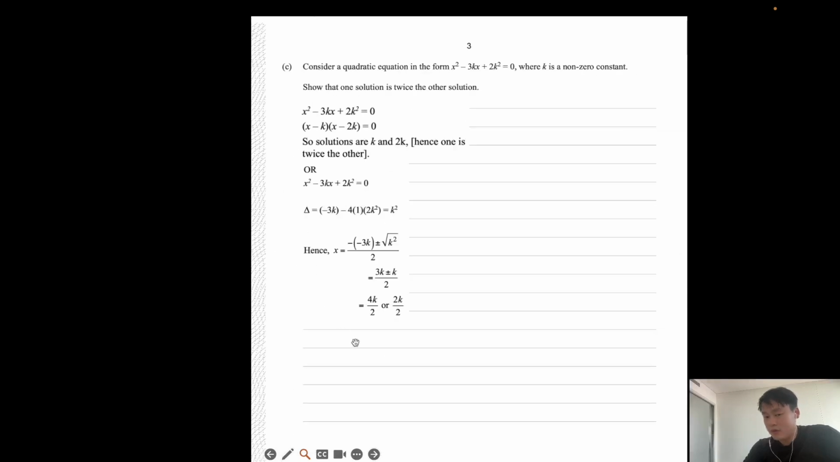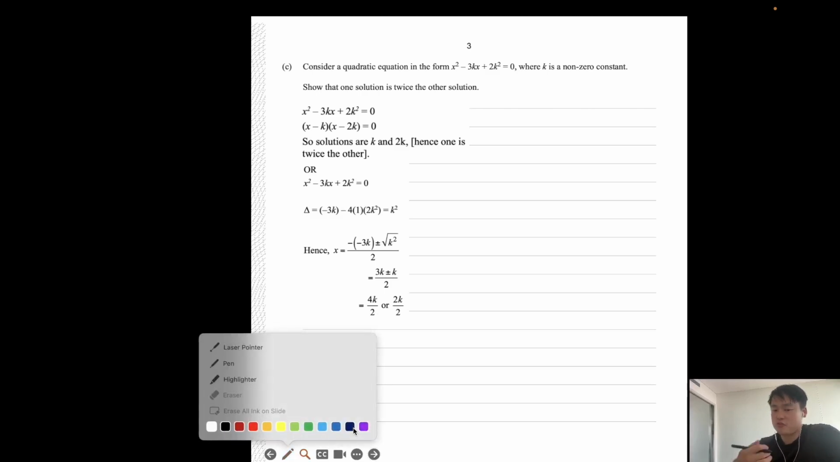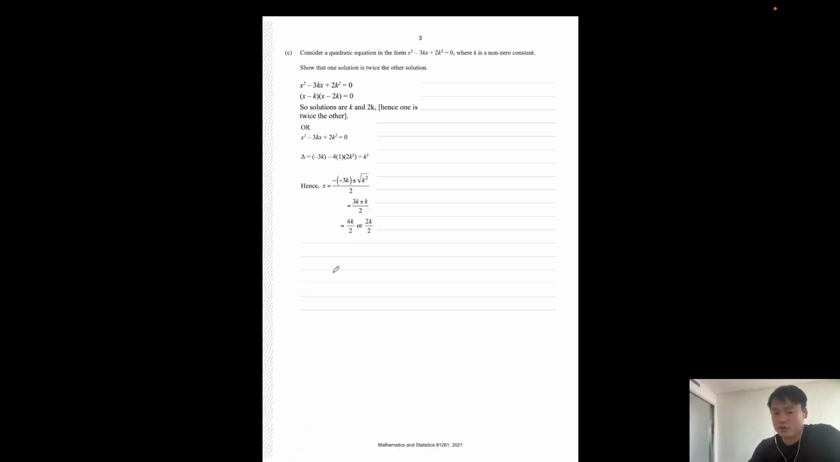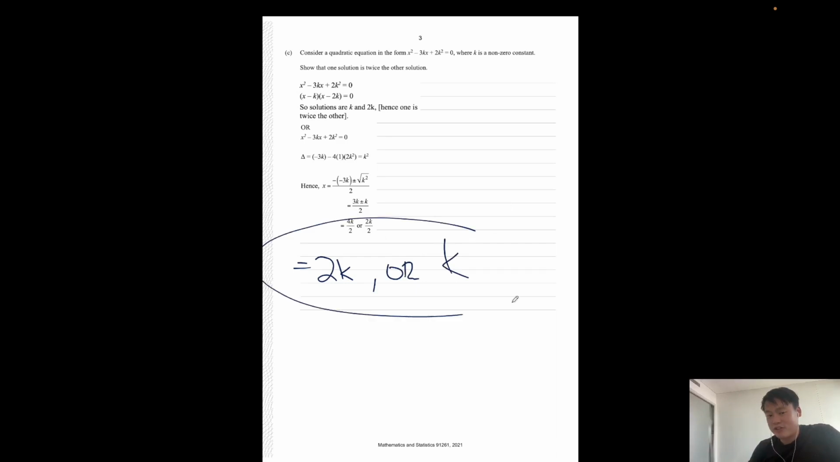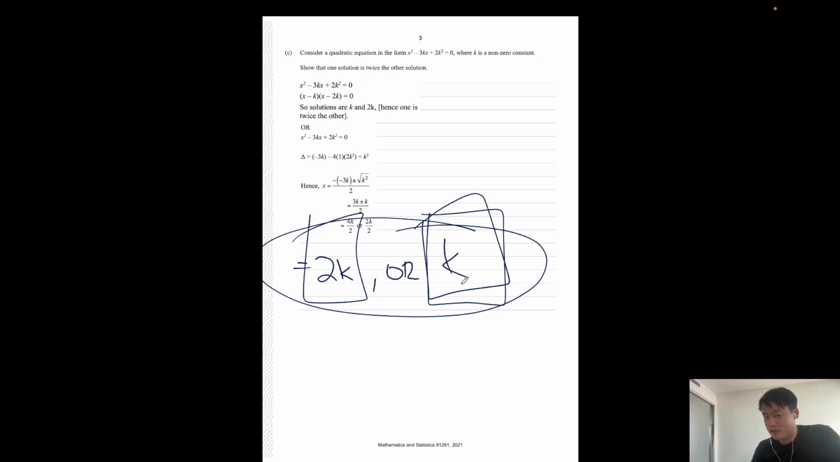Once you found this, do you need to be told that 4k divided by 2 simplifies into 2k? If you saw that from your working, you get 4k over 2, of course you don't need to be told that becomes 2k. And the other one is 2k over 2, you don't need to be told that can be simplified into k. How is that not perfectly proving it? The 2k is exactly double the other, isn't that what they're asking you? You've already shown it, didn't you?